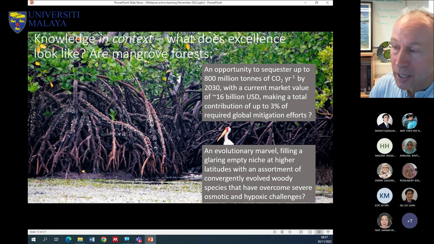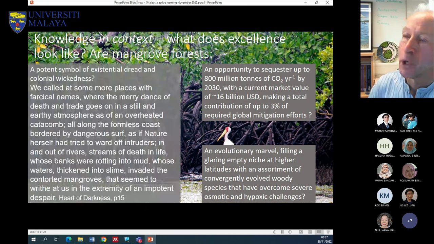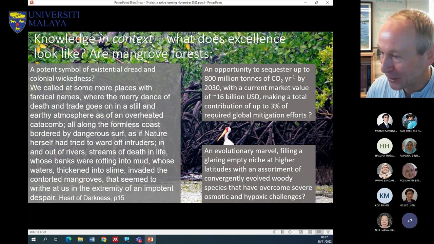But you might also say they're an evolutionary marvel, filling a glaring empty niche at higher latitudes. That's an equally reasonable and scientific thing to say. But you might also see mangroves as a symbol of existential dread and colonial wickedness, a completely different point.